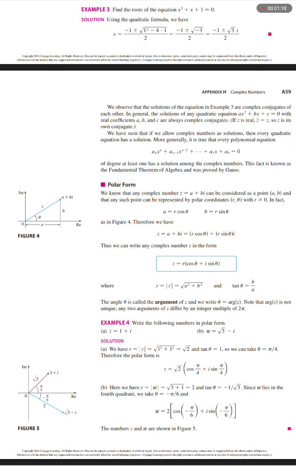We have seen that if we allow complex numbers as solutions, then every quadratic equation has a solution. More generally, it is true that every polynomial equation, a sub n times x to the power n plus a sub n minus 1 times x to the power n minus 1 plus ellipsis plus a sub 1 x plus a sub 0 equals 0 of degree at least 1 has a solution among the complex numbers. This fact is known as the fundamental theorem of algebra and was proved by Gauss.